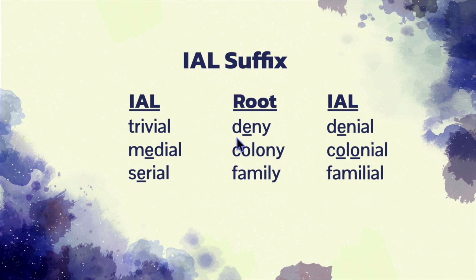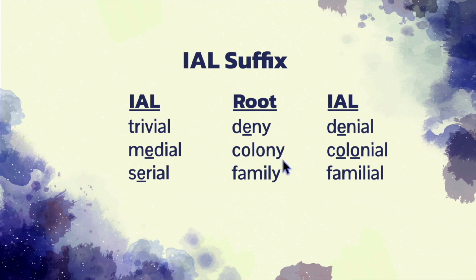Here we have the root word deny, where the word ends in a Y, but it has a clear, long I sound. So when we add the suffix AL to the end, the Y changes to an I, and this I will keep the long I sound that the root had. So deny, denial. However, it's much more common for this suffix to be used after a word where the Y has a long E sound, like in colony.